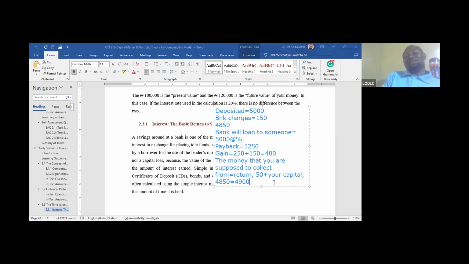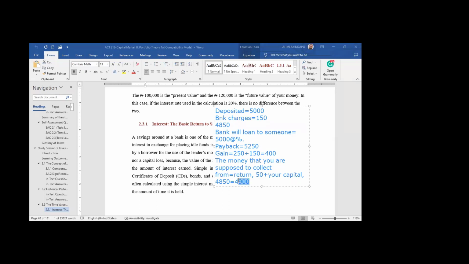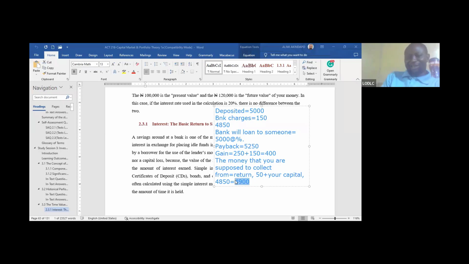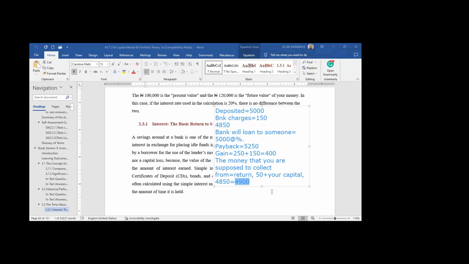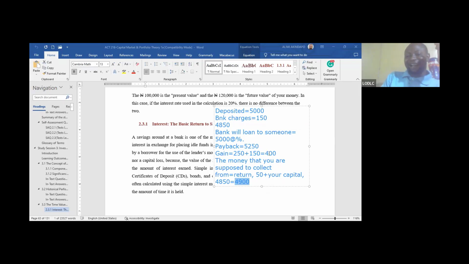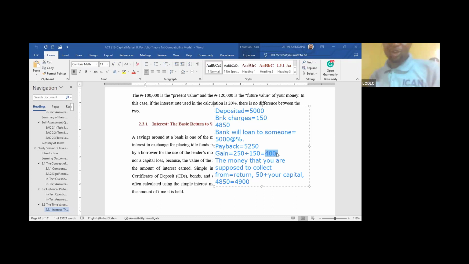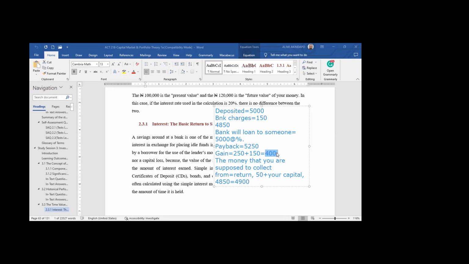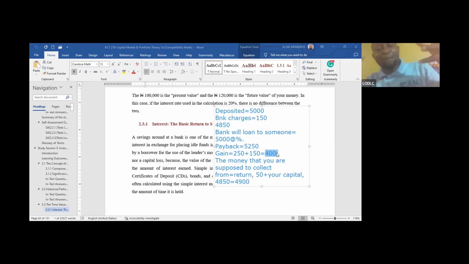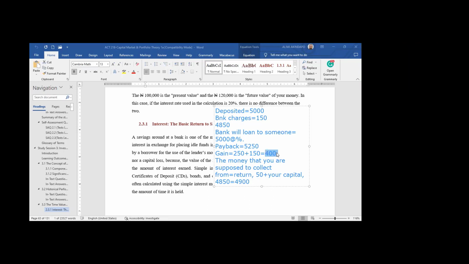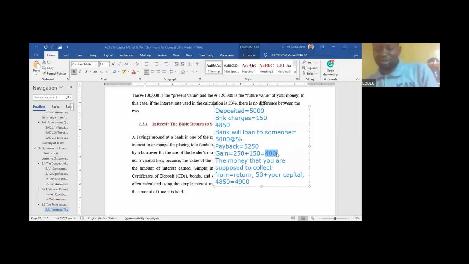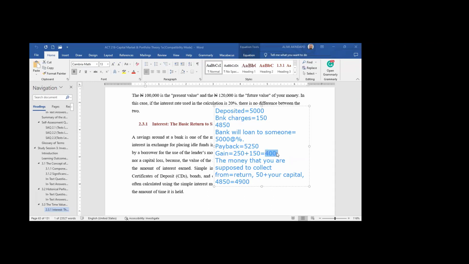So invariably, you are getting back 4,900 with the return from your 5,000. And by depositing money with them, the bank will make a profit of 400 naira. So who is at loss? Who is at gain? The bank is just at gain. So now imagine the number of depositors, the total amount of money that people are depositing in the bank. Do you understand? So that is why banks make a lot of money from deposits. But the only advantage is that, eh?